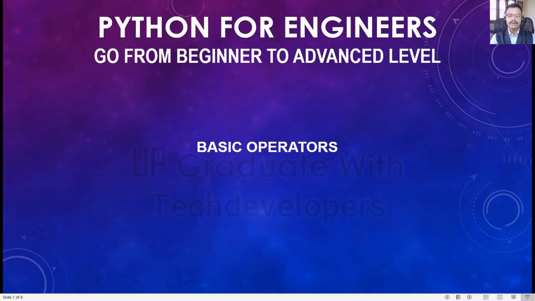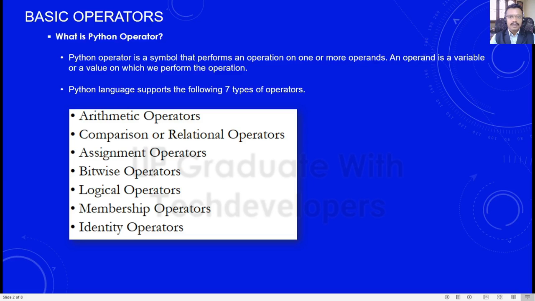In this lesson, we talk about the basic operators. Let us see the definition of an operator. A Python operator is a symbol that performs an operation on one or more operands. An operand is a variable or a value on which we perform the operation. So here the words operator and operands are necessary to perform an operation.